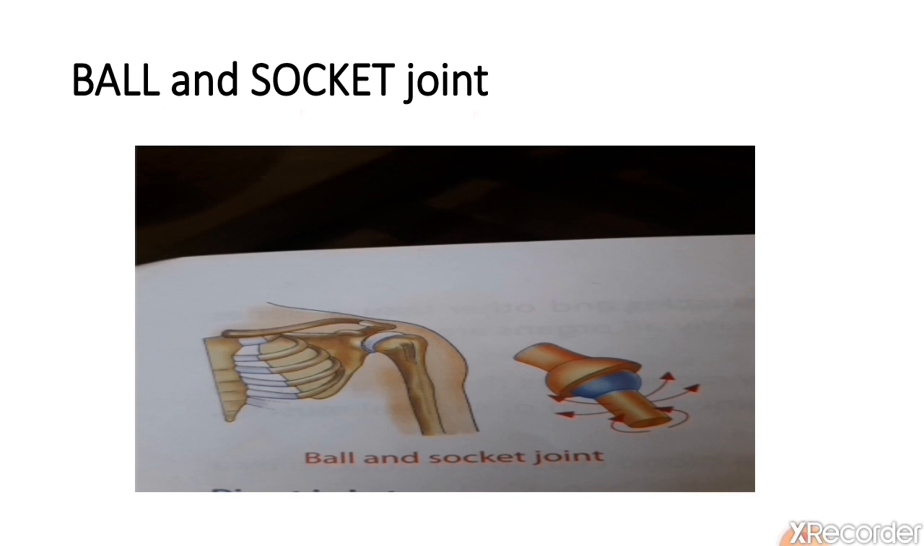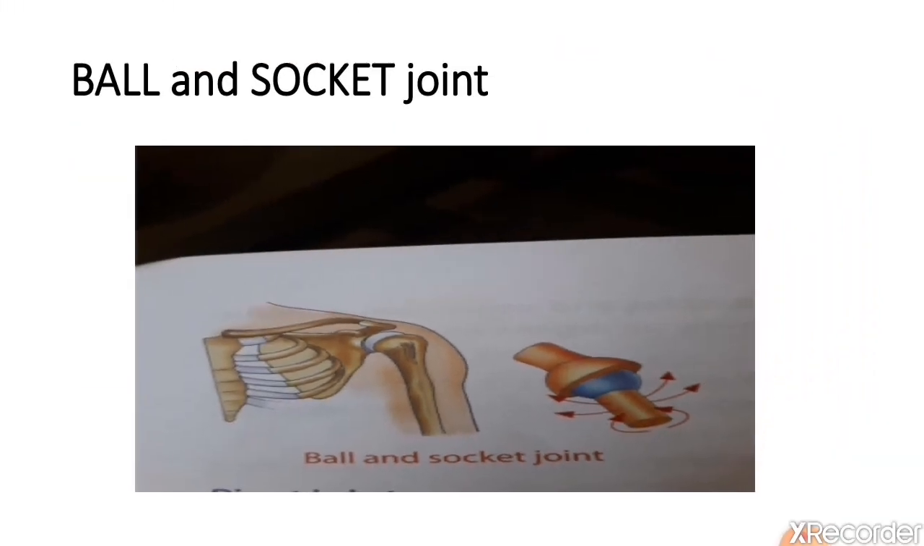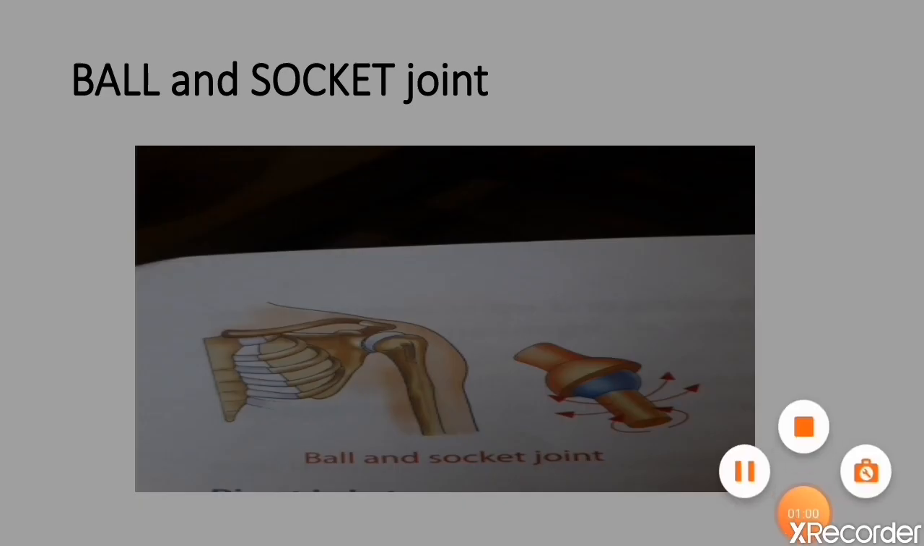This ball and socket joint allows movement in all directions. In this type of joint, two bones are there. You can see here two bones, and one round ball-like end fits into the other cup-like cavity. Thus the name ball and socket joint. It is found in our shoulder and hips.